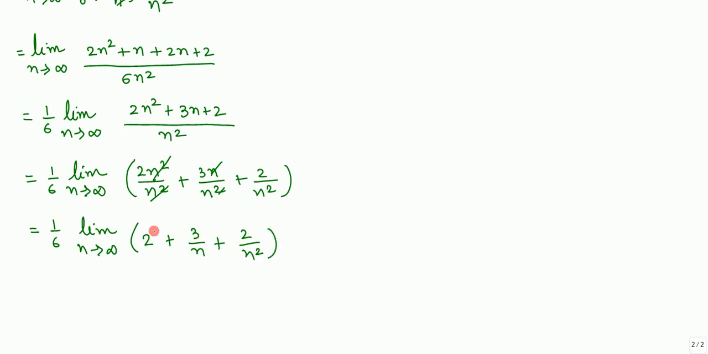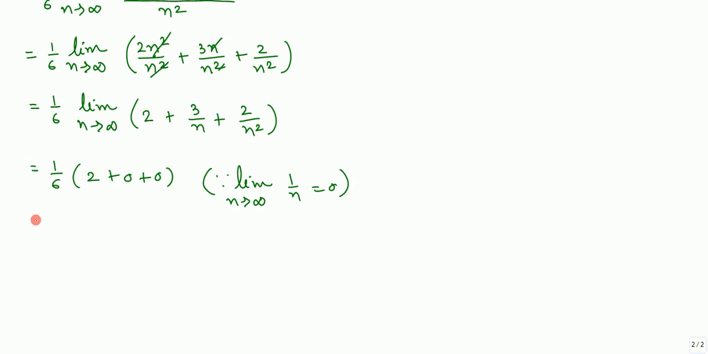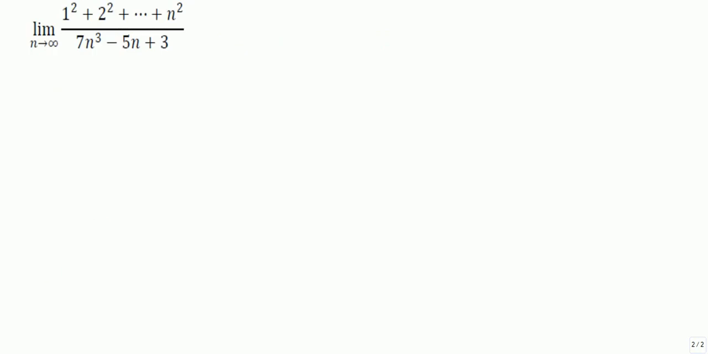Okay, now applying the limit when n tends to infinity, if the denominator is n, the answer is 0. So 1/6 into 2 plus 0 plus 0, because limit n tends to infinity 1 upon n equals 0. Now what is left? 1/6 multiplied by 2. 2 3s are 6, so our answer is 1/3. 1/3 is our answer.